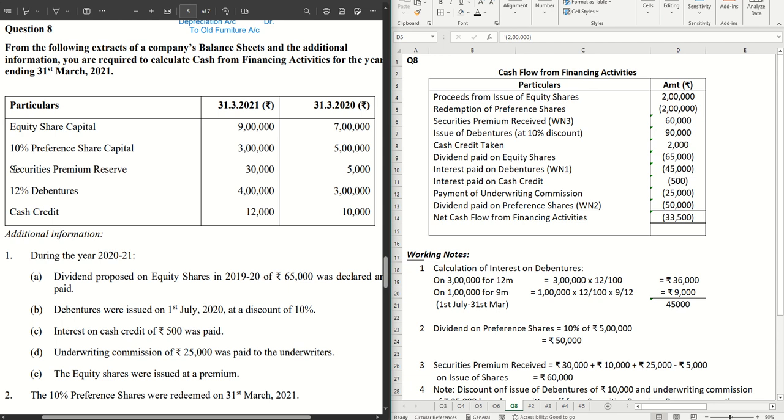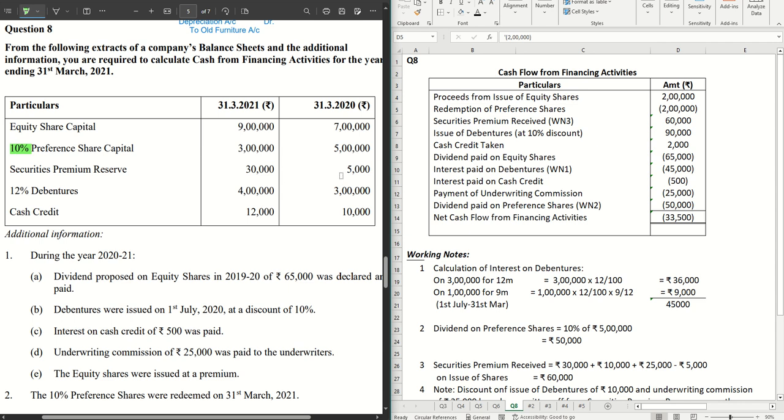Okay, let's move on to the third item, securities premium reserve. We have the opening and the closing balances, 5,000 and 30,000. Just one thing, keep a note, we have 10% preferential capital, so we'll come to this at the end. We'll use this 10% as dividend. So securities premium reserve, 30,000 and 5,000 we have.